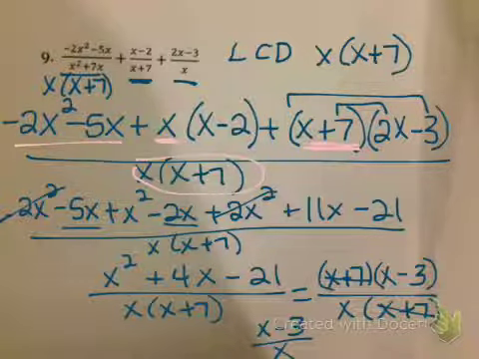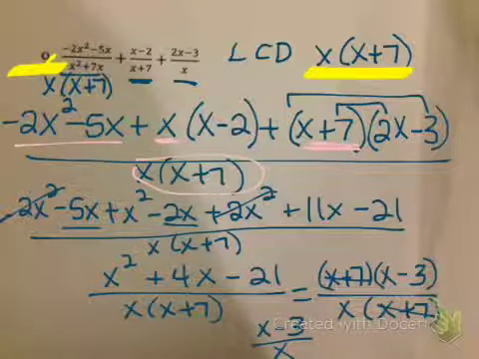Now restrictions, I can just go back to the original problem that's factored and look at your denominators here, or look at your least common denominator. So x cannot be 0 or negative 7. So x cannot be negative 7 or 0.